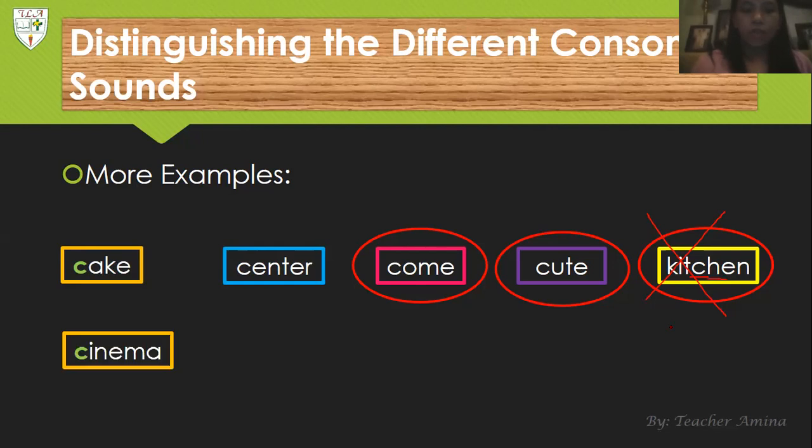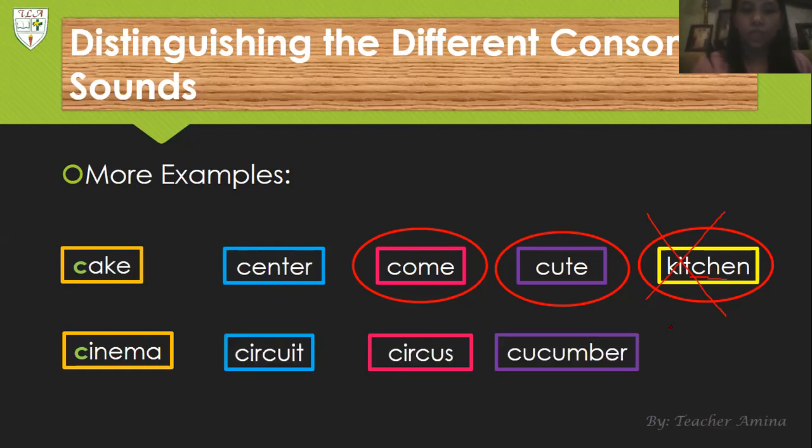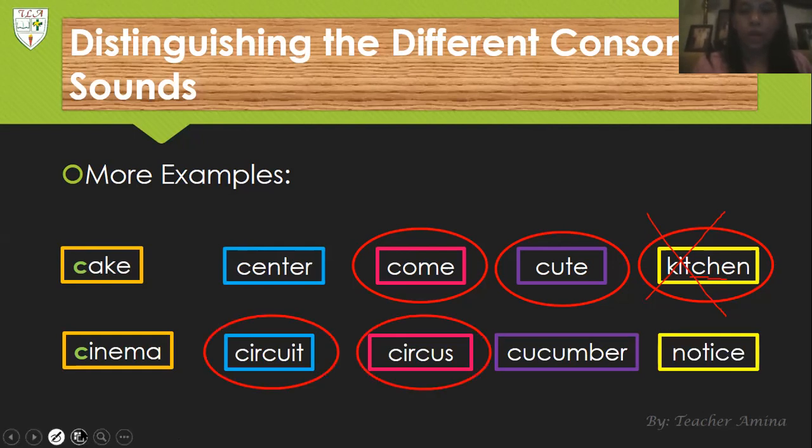Next, cinema has the letter C with the S sound in it. The consonant C has the S sound. So is it circus, cucumber, or notice? Okay, so that is right. We have circuit, circus, and notice.